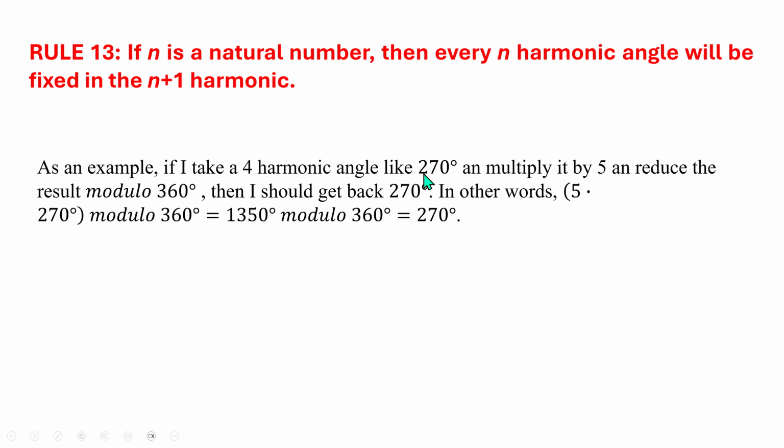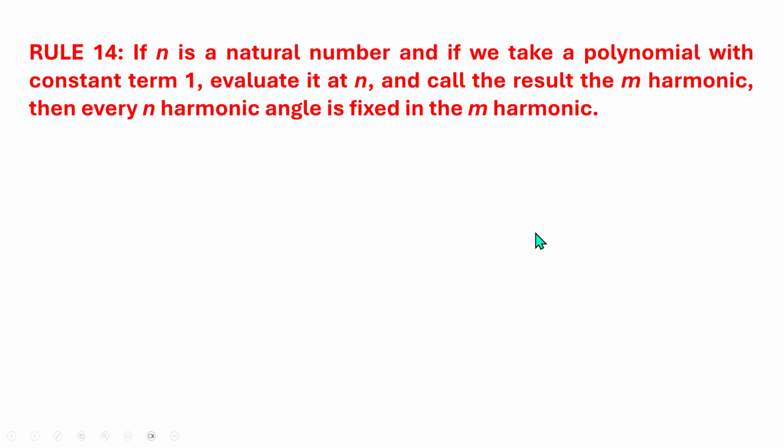If I take a 4 harmonic angle, like 270 degrees, and multiply it by 5, and reduce the result modulo 360 degrees, I should get back 270 degrees. That's what this rule is saying. And sure enough, do 5 times 270 degrees. We get 1,350 degrees modulo 360 degrees, and that's equal to 270 degrees. We got back exactly the same angle.